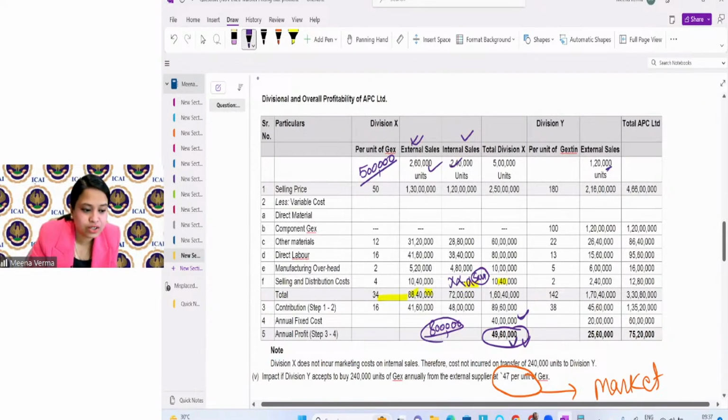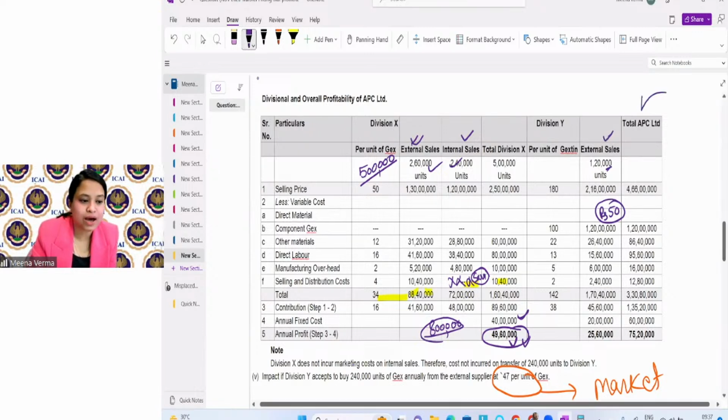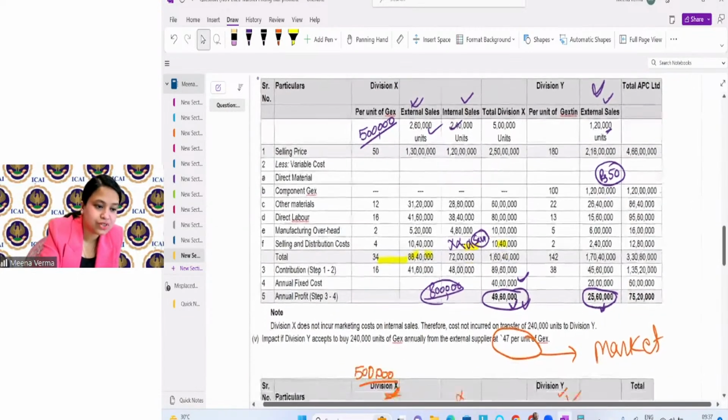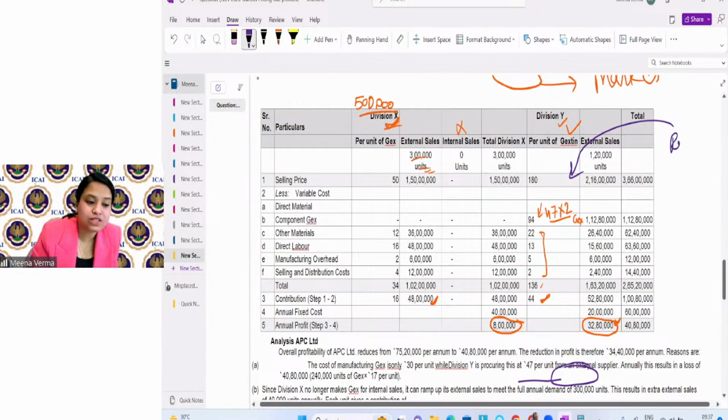But for division Y, the cost was rupees 50. That was high, because Y was buying at 50, which is why it went outside, where it can get it for 47. So you can see the profitability of division Y was only 25,660, which was less. And instead, division Y will buy it from outside at rupees 47. It is buying the unit from the market, from outside. Internally there will be no production at all, nothing happens internally, and this division is buying from outside.